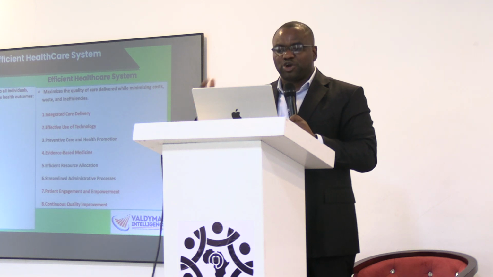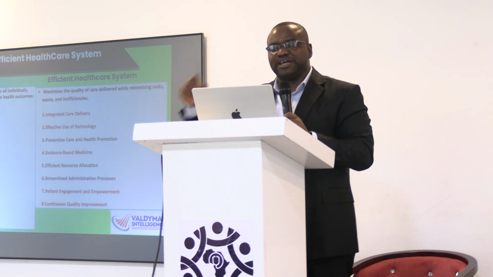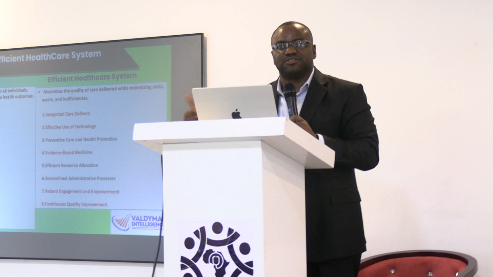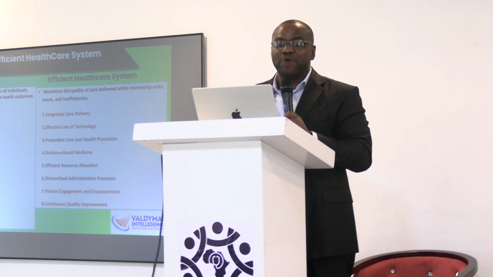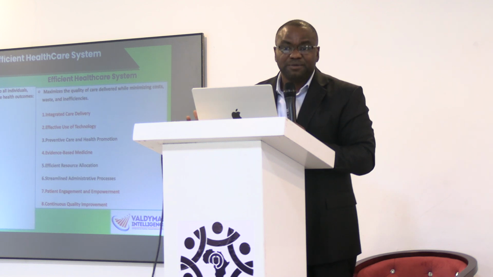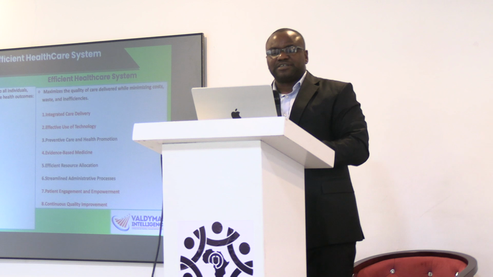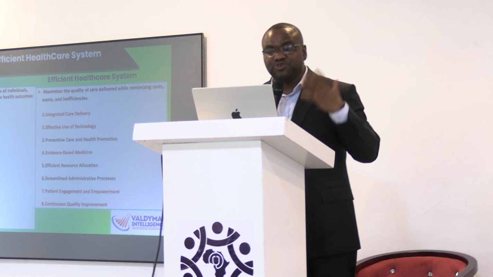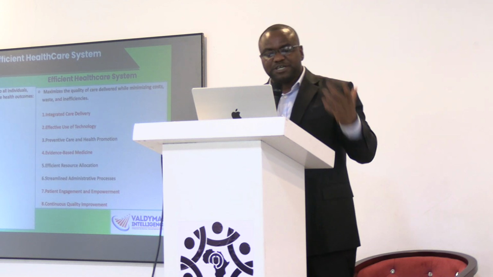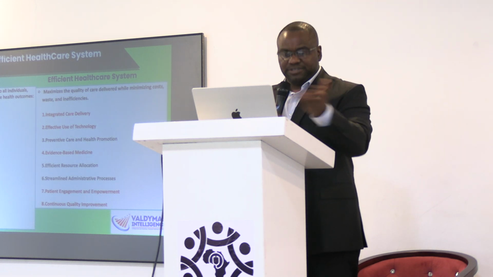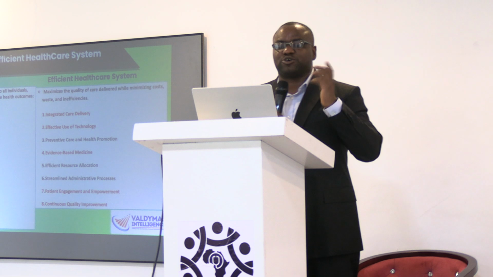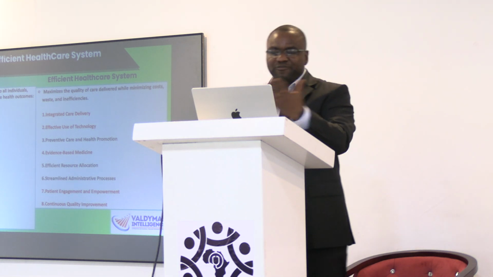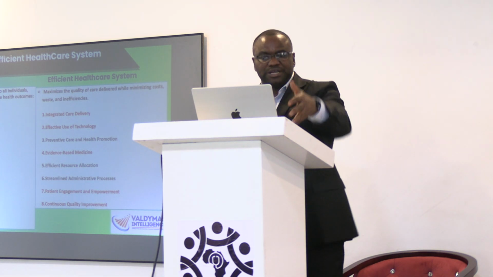An efficient health system is talking about how you maximize the quality of care delivered while minimizing the cost, the waste, and the inefficiencies. Anywhere you get efficiency, you're already thinking about minimizing waste. I'm sure you know that. Minimizing cost. So with that, the intertwining points are integrated care delivery, effective use of technology, evidence-based practices, patient-centered care, and then continuous quality improvement. But apart from that, you see other things that are also related to each one.